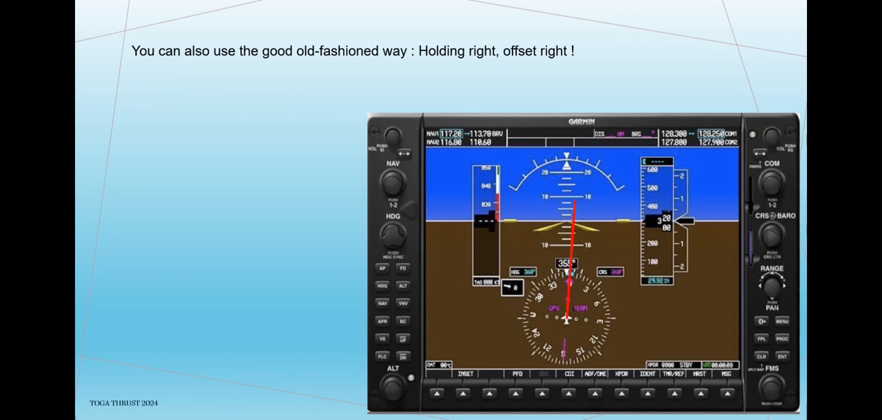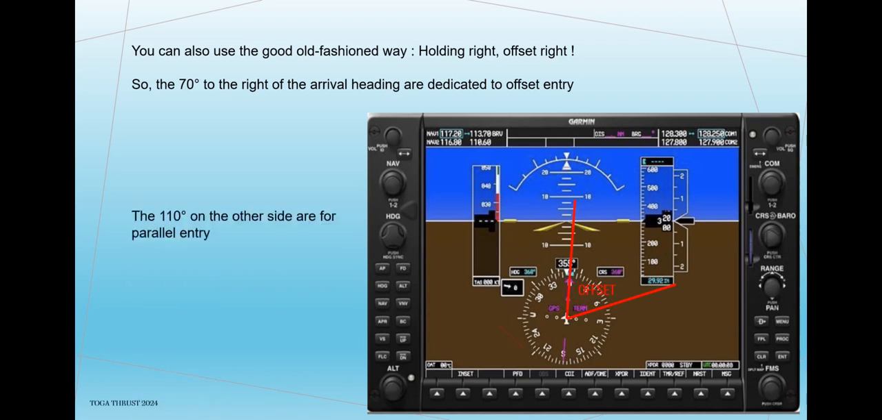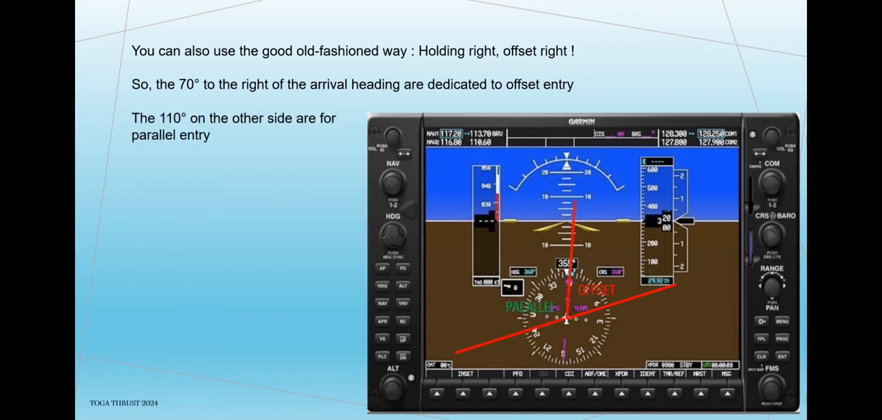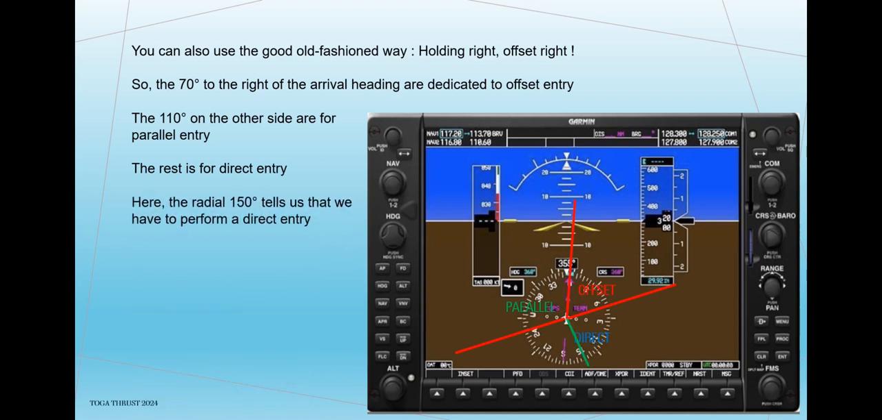You can also use the good old-fashioned way, holding right, offset right. So, the 70 degrees to the right of the arrival heading are dedicated to offset entry. The 110 degrees on the other side are for parallel entry. The rest is for direct entry. Here, the radial 150 degrees tells us that we have to perform a direct entry.